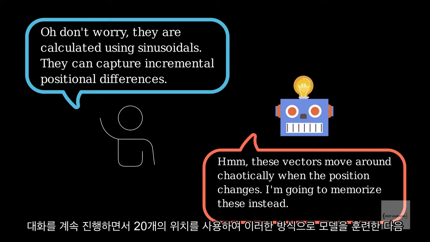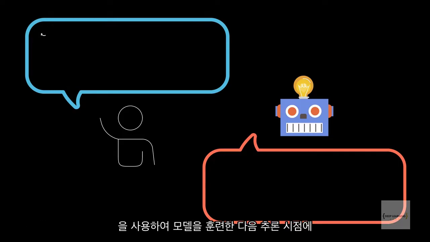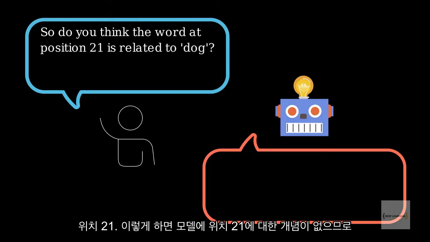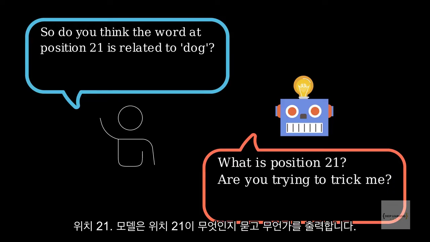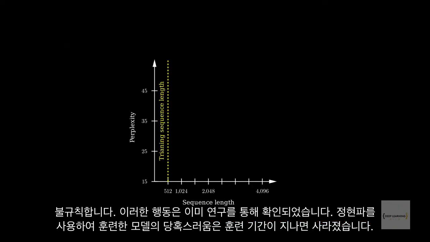Continuing on our conversation, you train the model this way using 20 positions, and then at inference time, you ask about position 21. This will confuse the model so much because it has no notion of a position 21. The model asks, what is position 21? And outputs something erratic. Research has already confirmed this behavior: the perplexity of models trained using sinusoidals explodes past the training length.